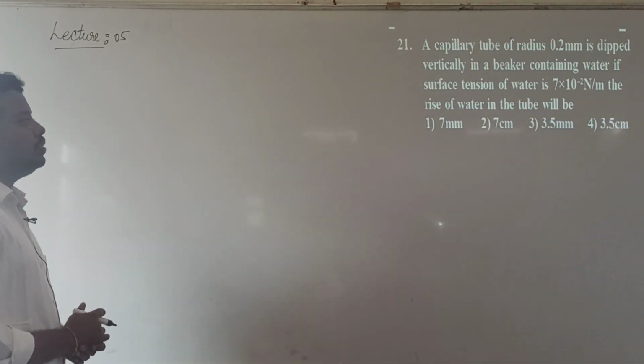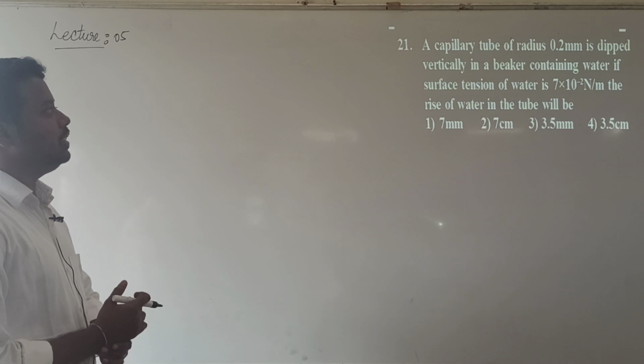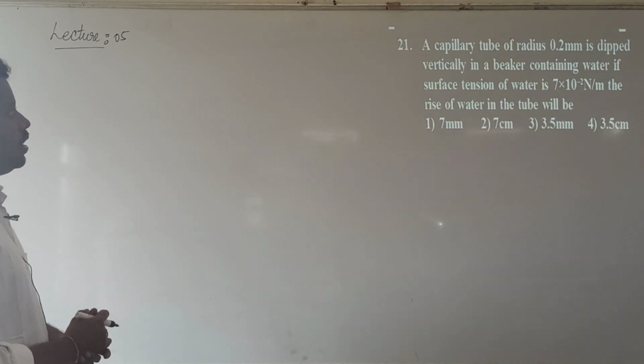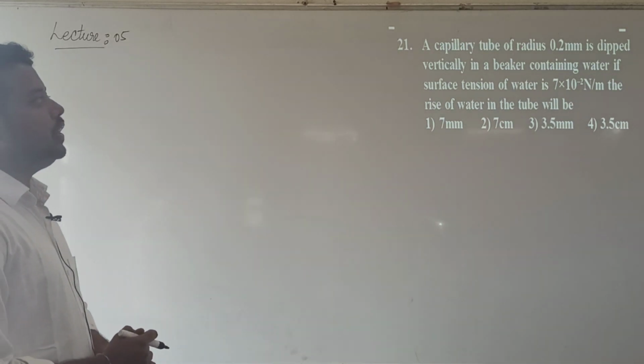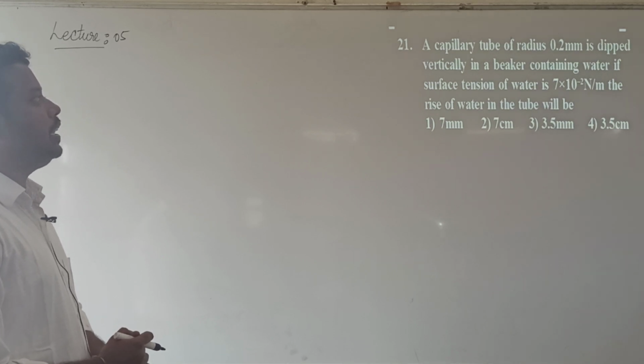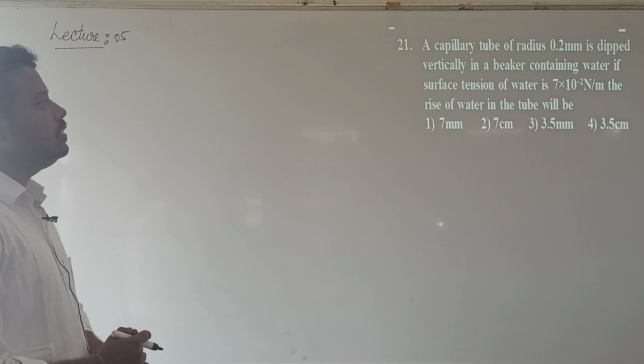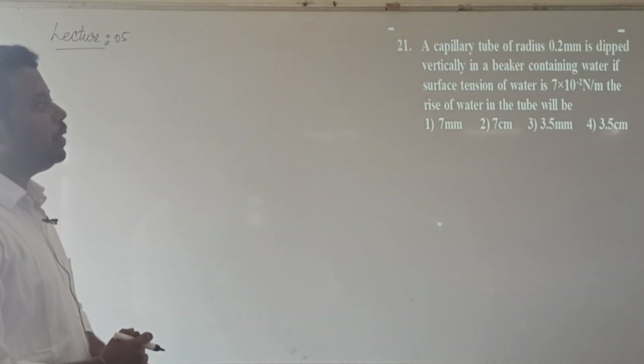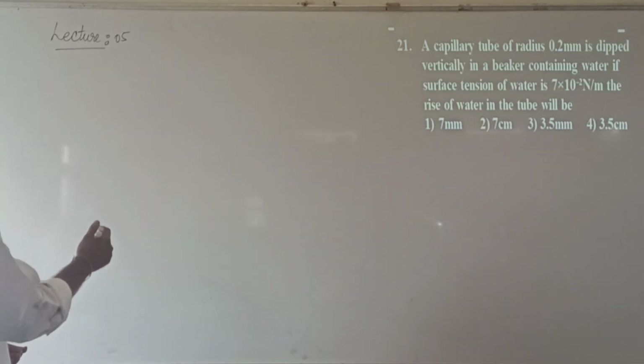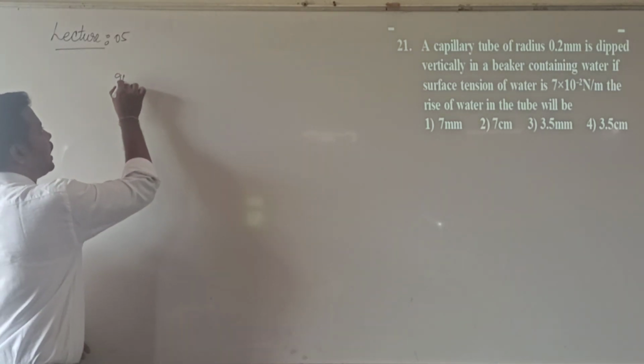The last question was number 19. Now after this we will discuss question number 21. The question is: a capillary tube of radius 0.2 mm is dipped vertically in a beaker containing water, with surface tension given as 7 into 10 to the power of minus 2 newton per meter. What is the rise of water in the tube? So what they are asking us to calculate is the capillary rise.